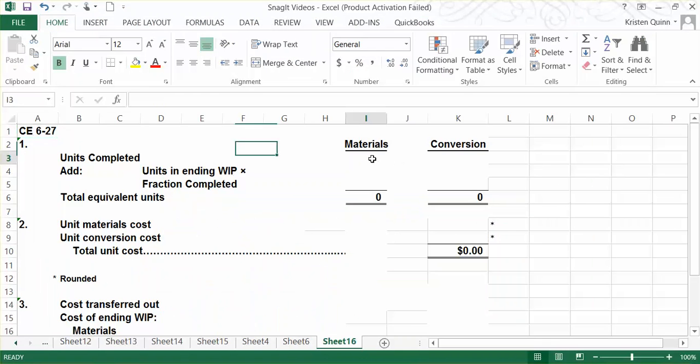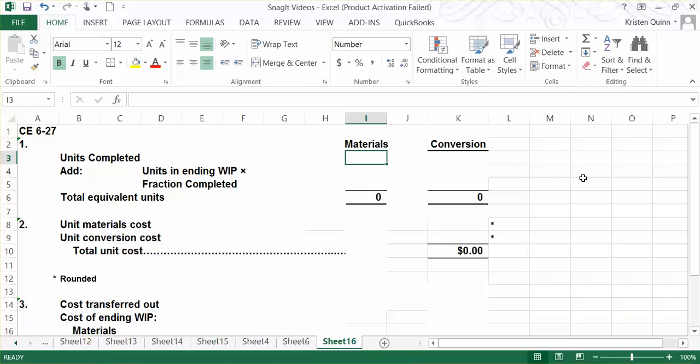So, in the first part, we need to calculate our equivalent units. Again, we are using the weighted average method, and we know that we just need to deal with units completed and equivalent units for ending work in process. Again, the assumption is, under the weighted average method, that our beginning work in process units are included in the units that were completed.